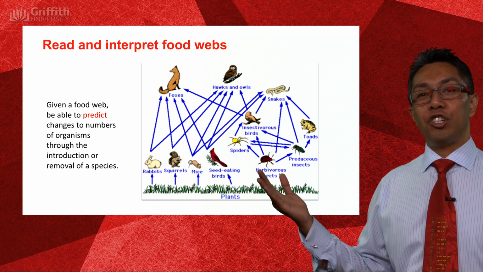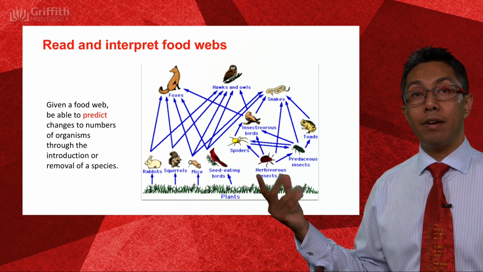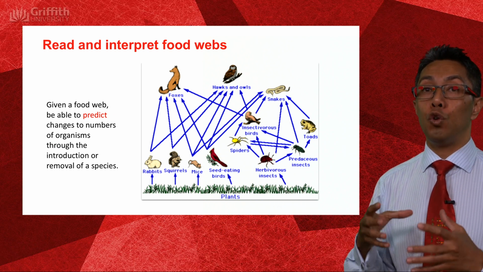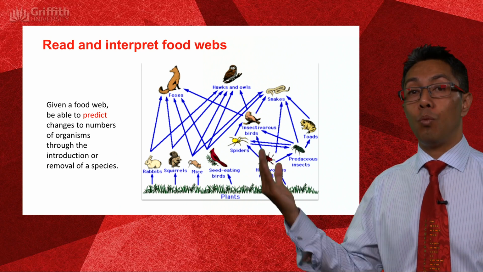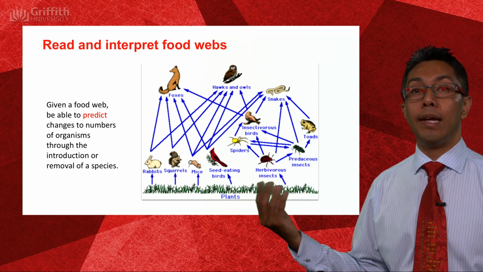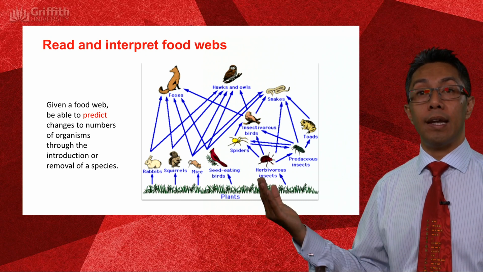When we turn our attention to ecology, one of the main things that you need to wrap your head around is the idea of food webs. Now, here's an example of a food web, and what all food webs do is they show two things: the feeding relationships within an ecosystem.